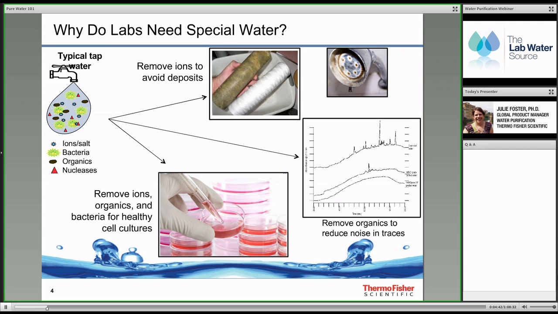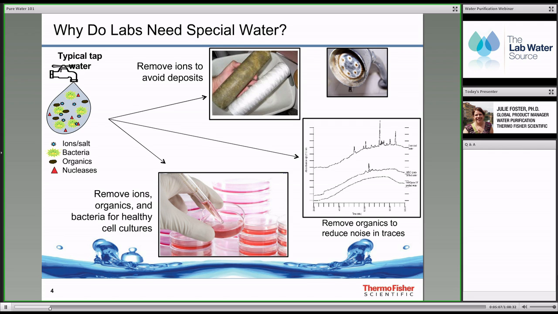So I have a graphic here on the left of a water droplet, a typical tap water droplet that has salt and bacteria and organics and nucleases. And one of the points that I would want to make right up front is that tap water from even your house to down the street, to a different city, to a different country, is really different.